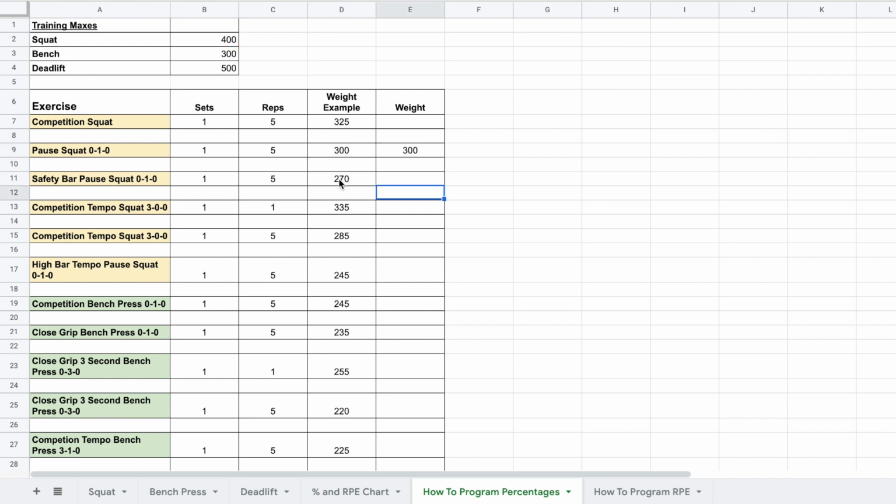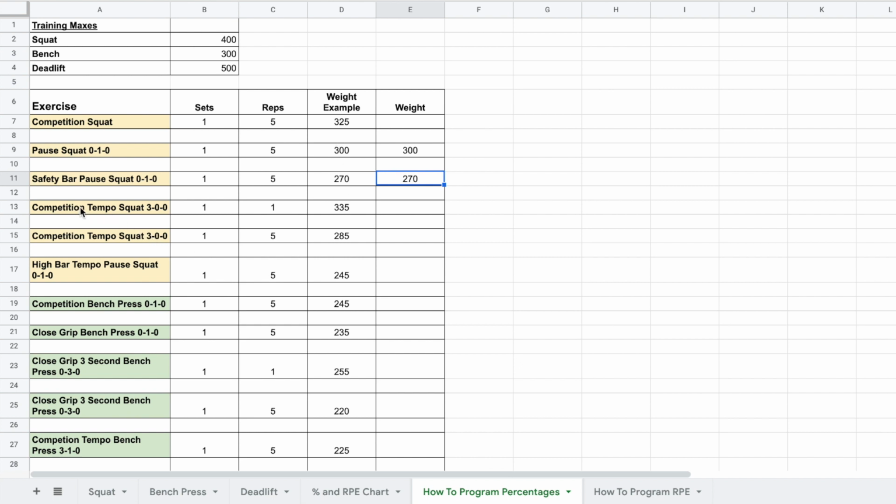If we're going to do a safety bar pause squat, we're taking that same calculation. I can literally just copy and paste this here, but we're going to add a safety bar. As you can see, we have 0.9, which is the safety bar, 0.925, which is the pause squat, and then the percentage, 8 RPE at 5 reps. So all I need to do is times by 0.9 to add in the safety bar. So I get 270, and that's how we're able to calculate that general idea.